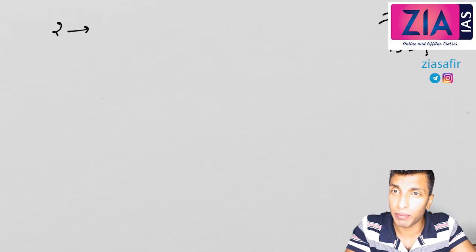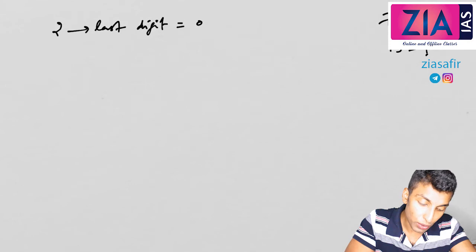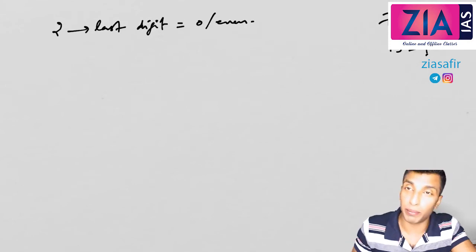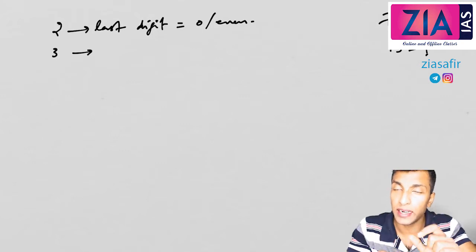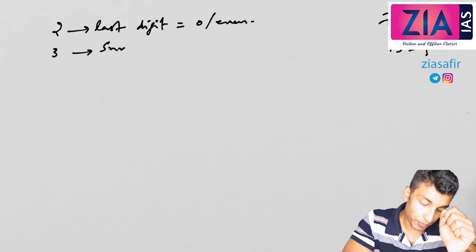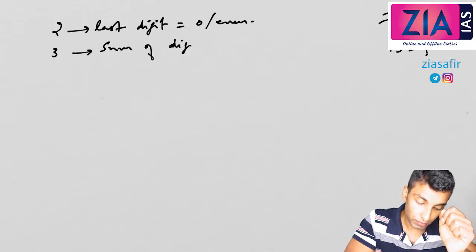divisibility rule of 2. All of you know it should be an even number, so it is based on the last digit. Last digit should be 0 or an even number, right? So what about the divisibility rule of 3? Sum of digits, right? Sum of digits should be divisible by 3.